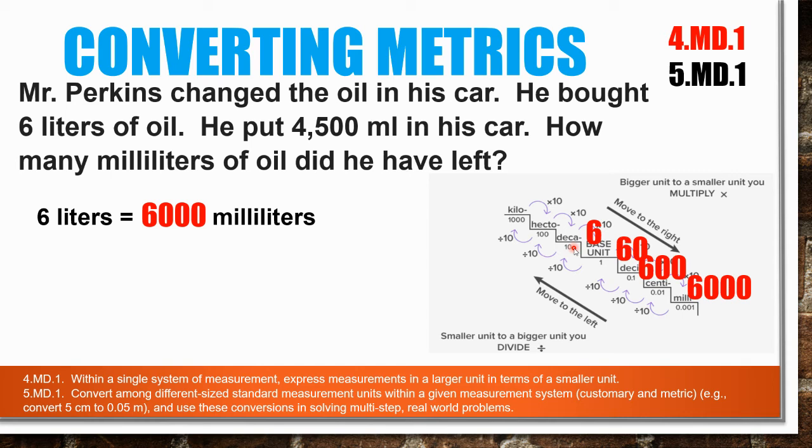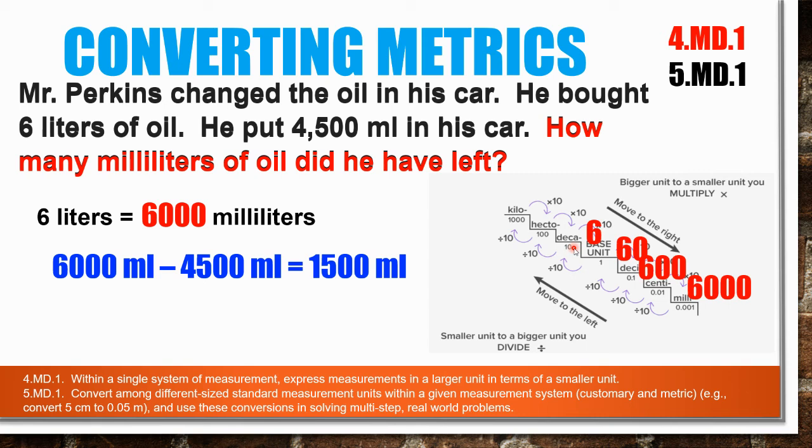Great job. Now the question says he put 4,500 milliliters in his car. So I started with 6,000 and I'm going to use 4,500. So the problem, how many milliliters of oil did he have left? 6,000 milliliters minus 4,500 milliliters is 1,500 milliliters. And let's answer the question, 1,500 milliliters. Great job, everybody.